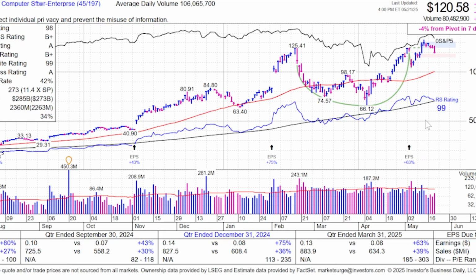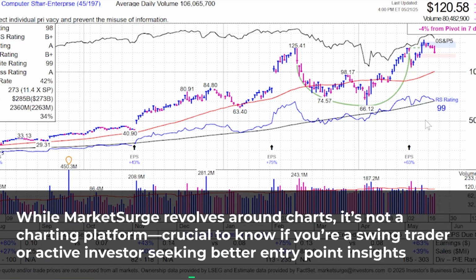What I do want to point out about this chart is that it is a static chart. You can't actually edit this. It's not, for example, like TradingView, where you can really customize how the chart looks or change the layout of the bars or add your own technical indicators. So really important to note that while MarketSurge centers around charts, it is not a charting platform. That's going to be really important if you're a swing trader and active investor trying to get a little bit more information about these entry points.